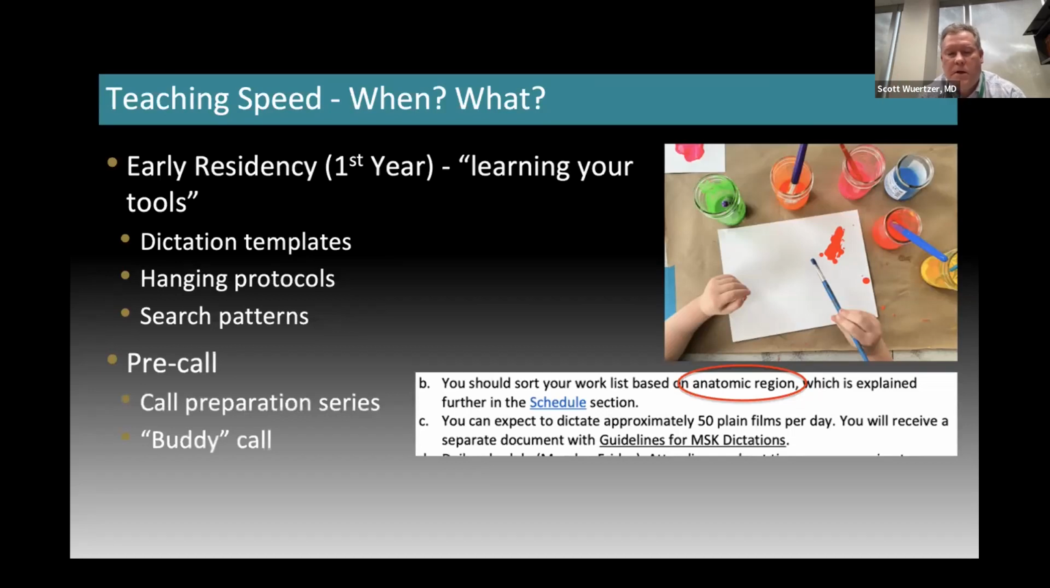Pre-call. We spend a good bit of time with what we call a call preparation series. These have been very well received. We do these in the fall in preparation for call starting at the beginning of the year.